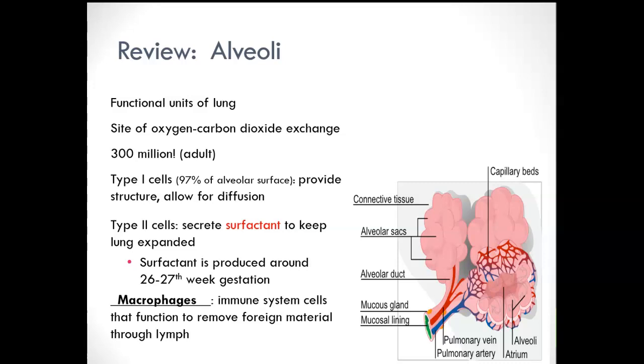I don't know that you need to know that, but our type 2 cells secrete surfactant, and that surfactant helps keep our lungs expanded rather than collapsing on each other. And it's produced around the 26th or 27th week of gestation. So you may have experienced in your maternity clinicals that if a baby looks like it's going to be birthed prematurely, before 37 to 40 weeks, we give some medications that help deal with the fact that there isn't much surfactant here.